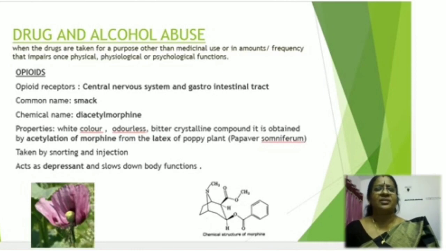Generally it is taken by snorting and injection. So how does it work in our body? It acts as a depressant and slows down body functions. The diagram of the poppy plant is given here, and the chemical structure of morphine is also mentioned here.